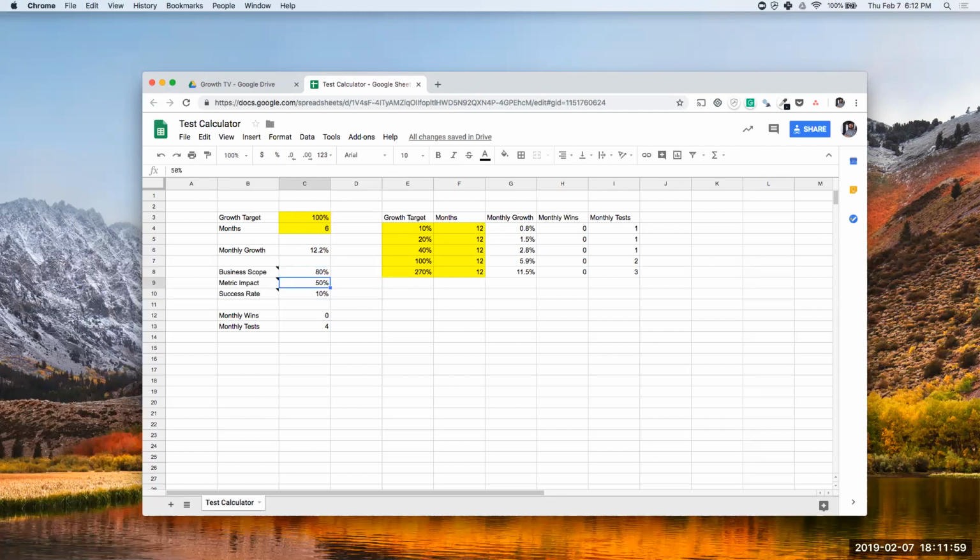You have to be careful here that the business scope, metric impact, and success rate are all related. If 80% of your traffic comes from SEO, but the metric that you were testing wasn't worth 80%.